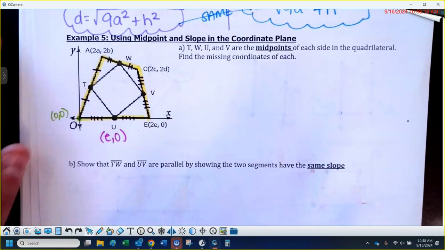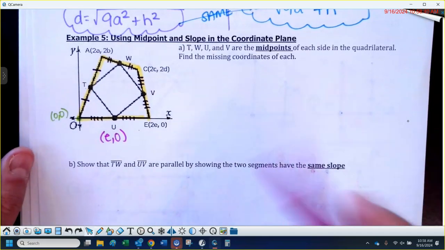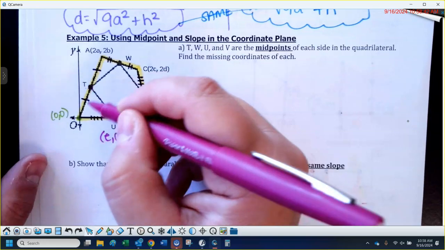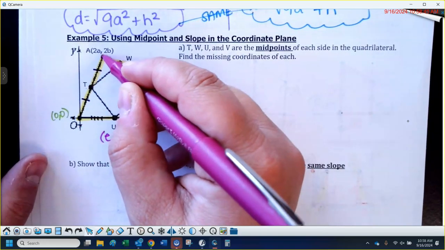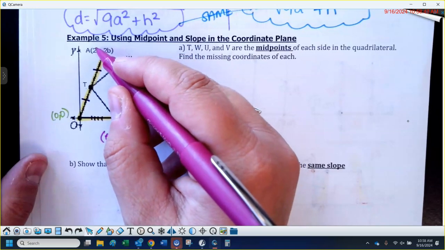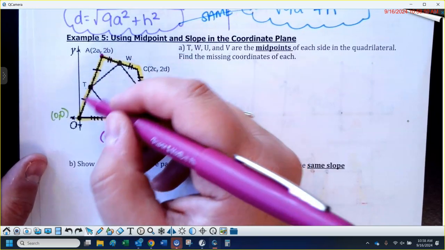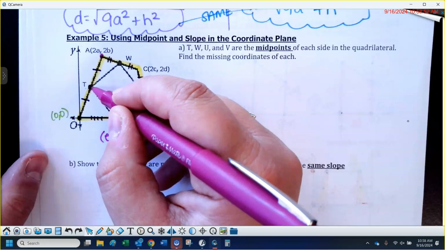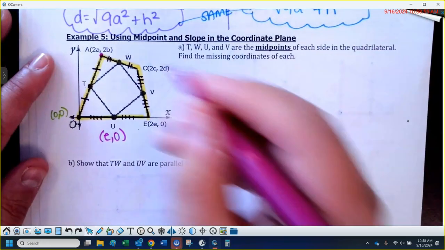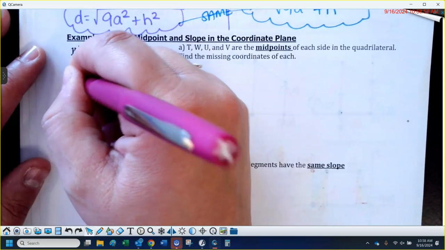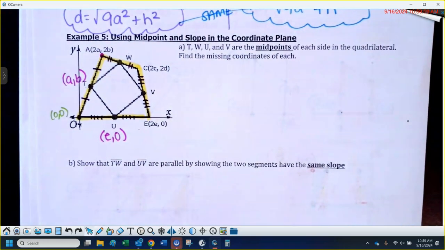Let me see. The other one I think you might be able to do without maybe a formula might be the point T. So this is going between the origin and this point A here. A is at the point 2A, 2B. The origin's just 0, 0. Does anybody know what T would end up being? Yes, 1A, 1B. It's right in the middle. Right in the middle. Perfect.